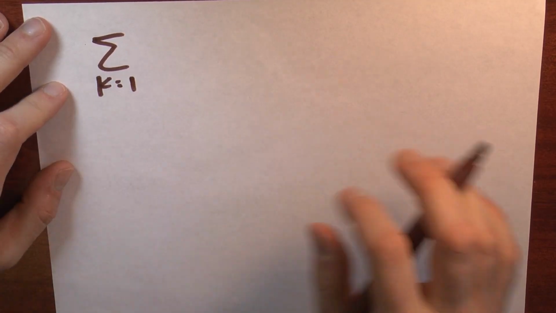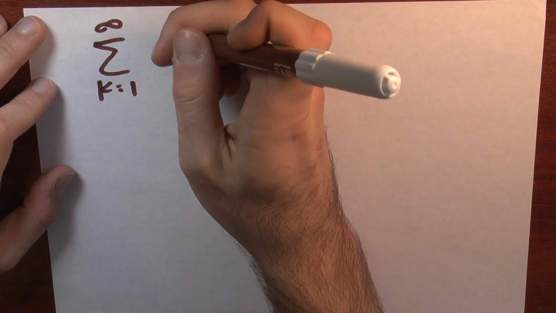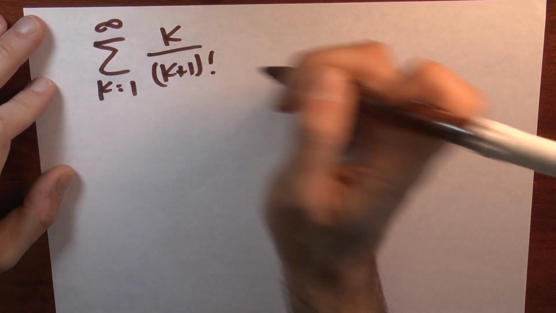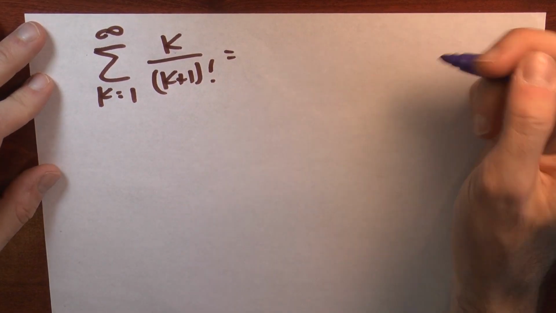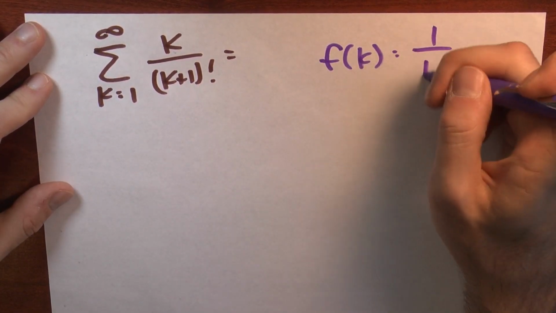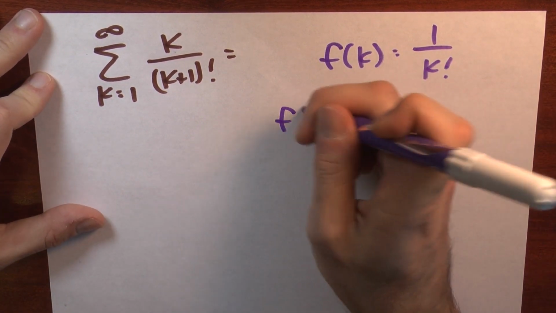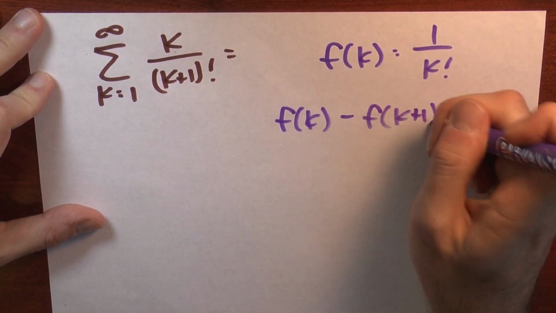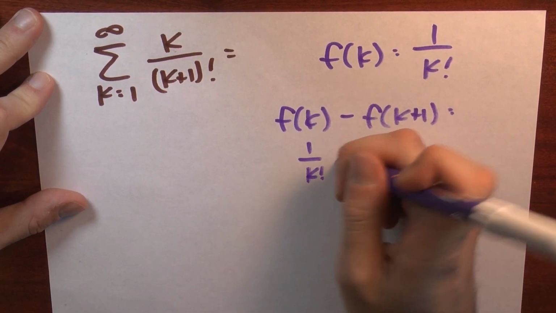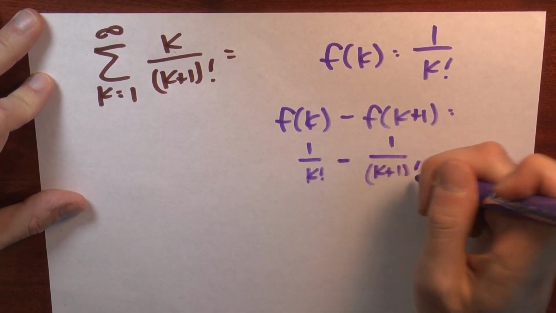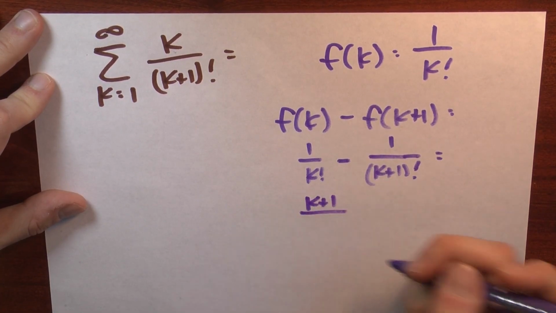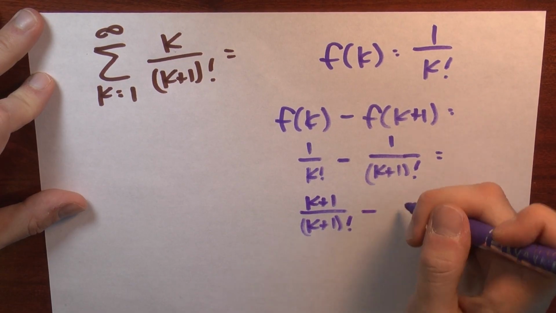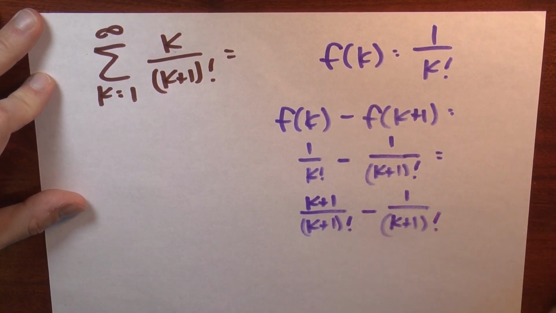Let's try to evaluate the sum k goes from 1 to infinity of k over k plus 1 factorial. And the trick is to rewrite this as a telescoping sum. So I've got to cook up some function. And the function I'm going to use will be the function f of k is 1 over k factorial. And I just want to check that f of k minus f of k plus 1, well, what is that? That's 1 over k factorial minus 1 over k plus 1 factorial. But writing this in a common denominator of k plus 1 factorial, this is k plus 1 over k plus 1 factorial minus 1 over k plus 1 factorial.